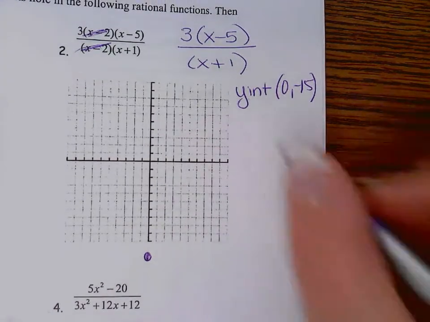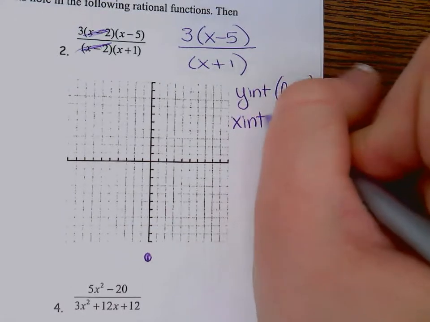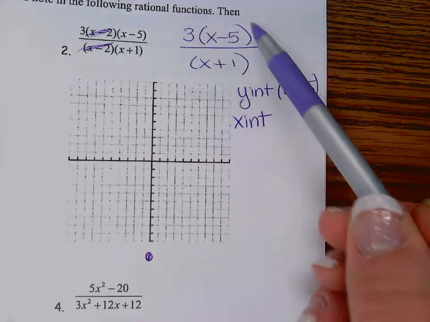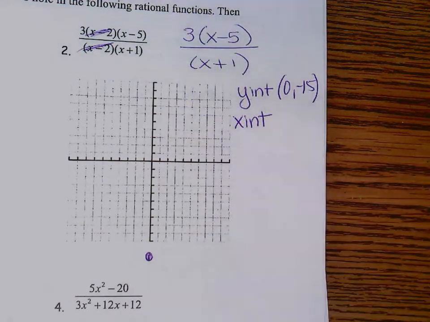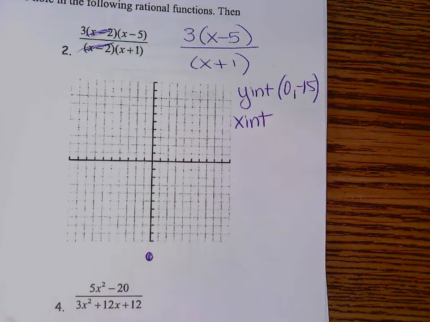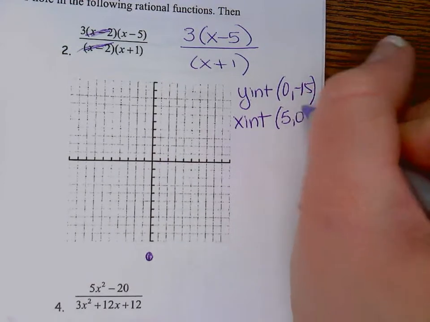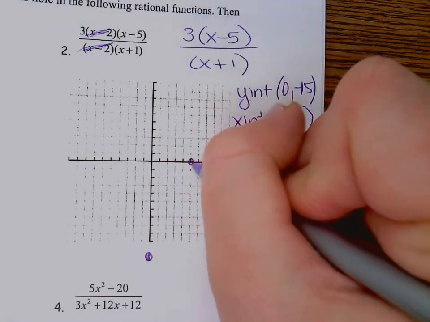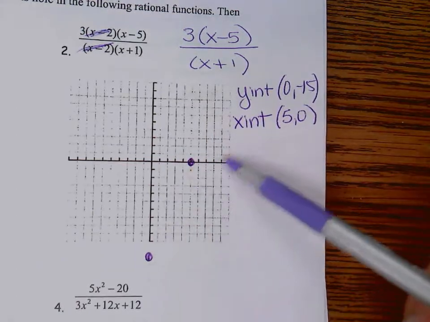Now I'm going to do my x-intercept. So remember, for the x-intercept, your shortcut is you just look at the numerator. What would make that 0? 5, right? So (5, 0) is my x-intercept. 1, 2, 3, 4, 5. I can kind of see this is an elbow bending this way.